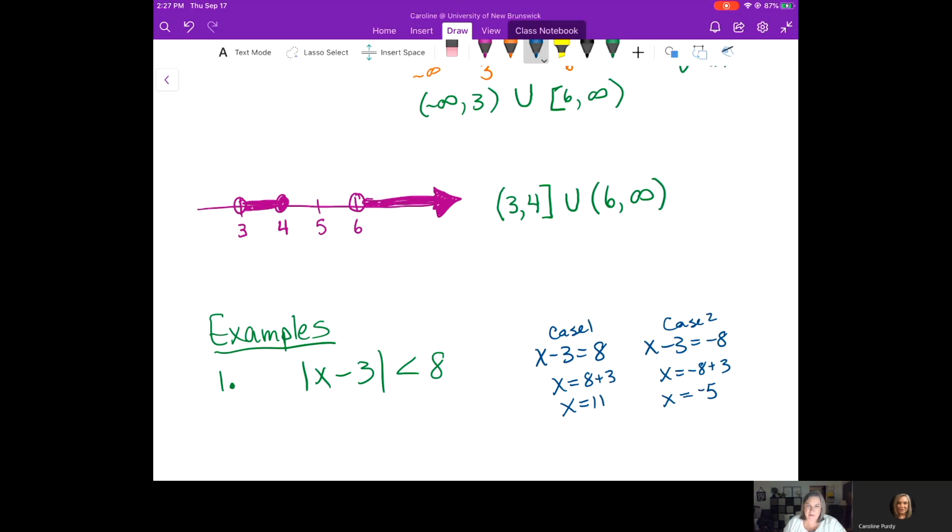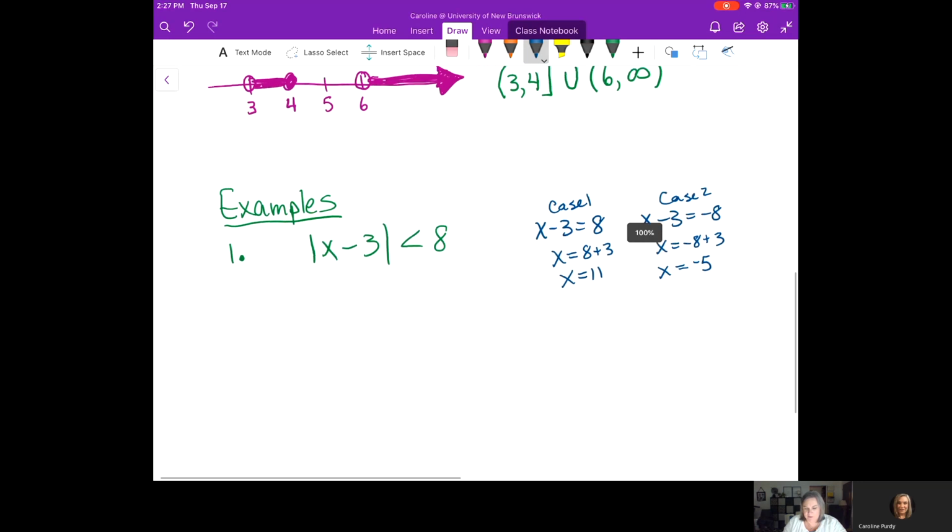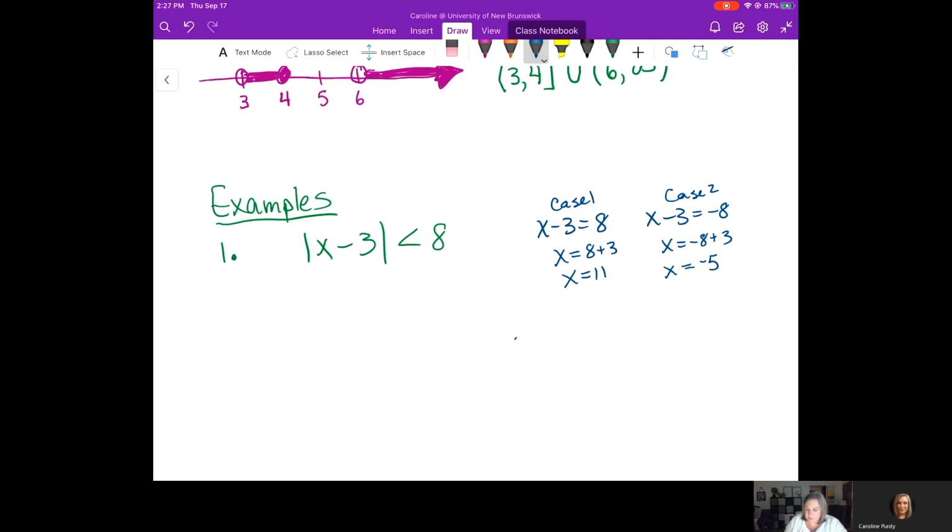Okay, so I get minus 5 and 11. And then that's where they're equal to 8. And I know we don't want equal, but we want to see what works in this equation. So you change the sign to an equal sign and then put the numbers in question on a number line and give it a test.